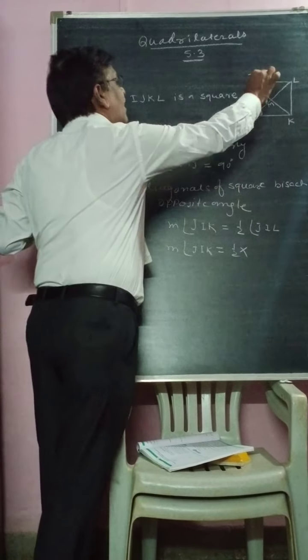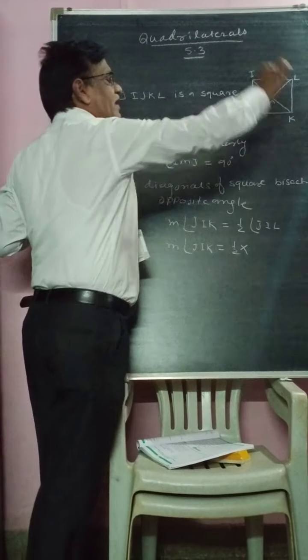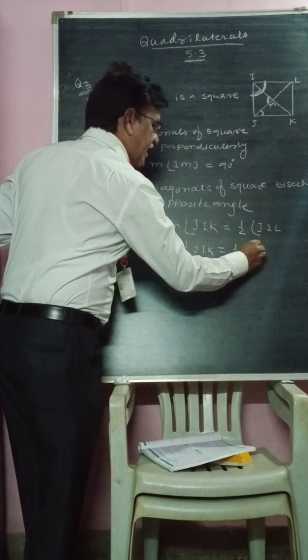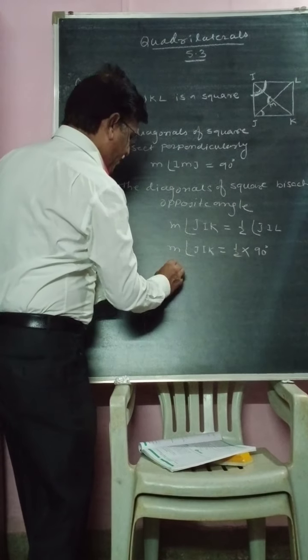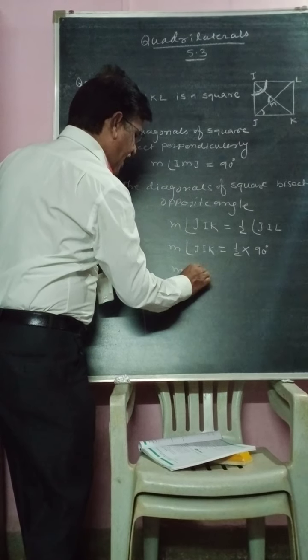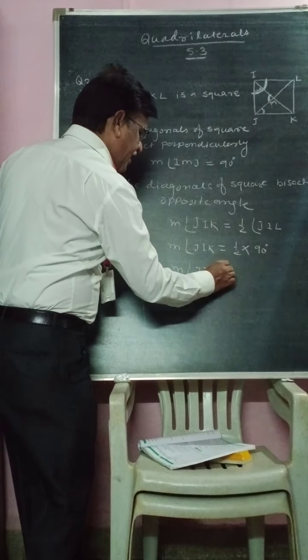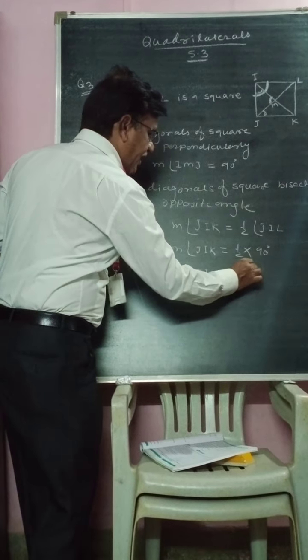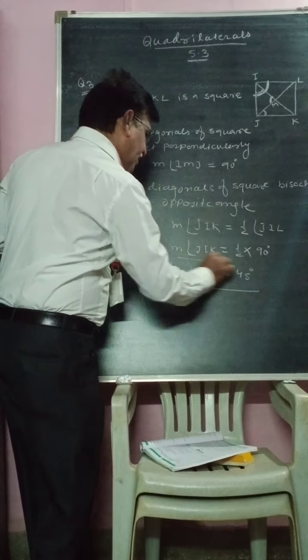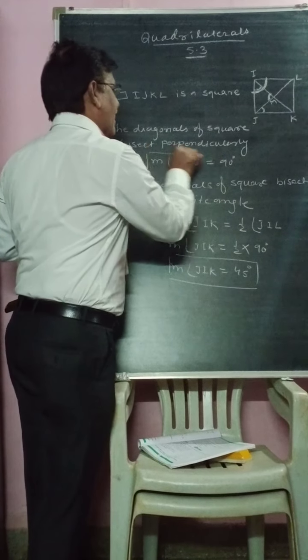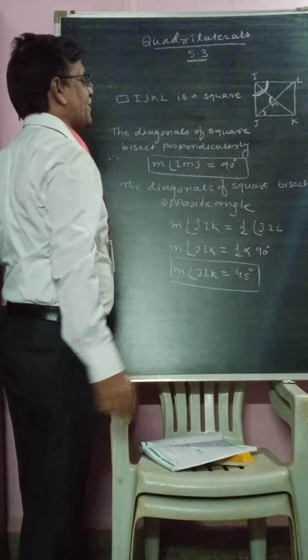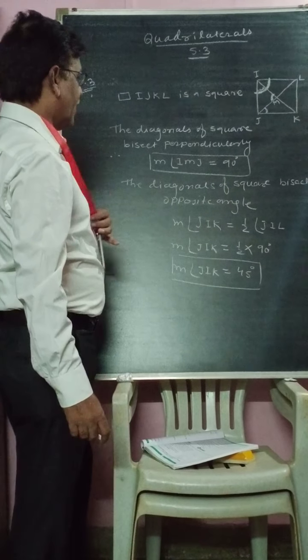Now this is the angle of the square. The angle of a square is always 90, so you can say 90 degrees. Therefore you can say JIK is equal to 45 degrees. This means the second angle is 45 degrees, and the first angle is 90 degrees. Now come to the third.